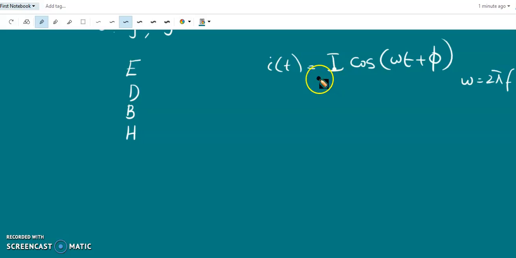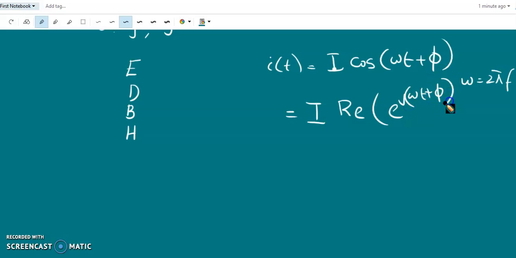So in the case of the LCS circuit, it is very difficult to solve for the current if you use the instantaneous expression like this. So in such cases, we use the phasor notation. Here I cos(omega t plus phi) can be written as I into the real part of e to the power j(omega t plus phi). So I can be taken inside. We know that cos(omega t plus phi) is the real part of this.